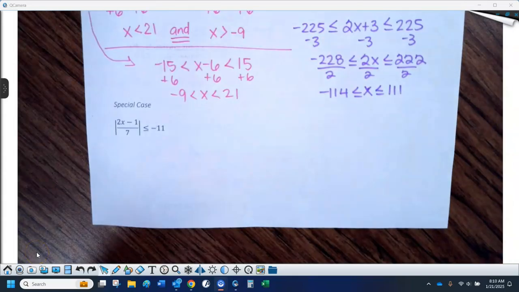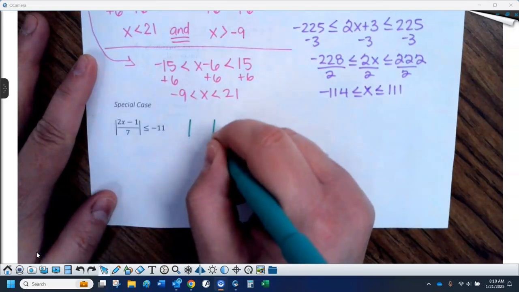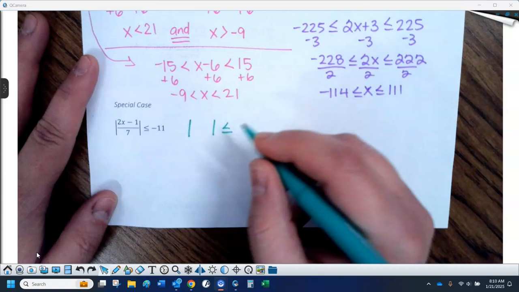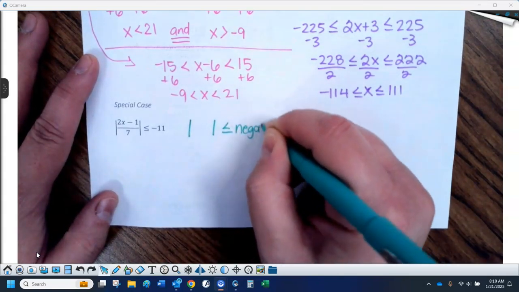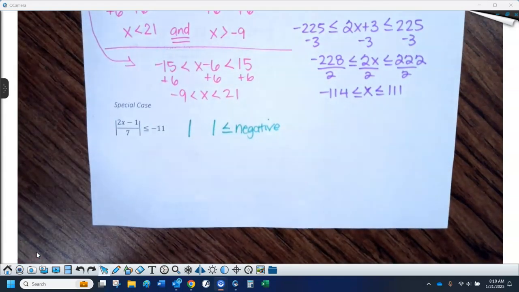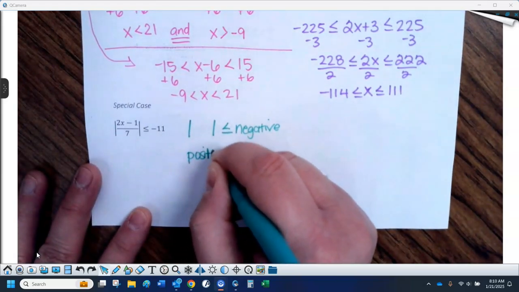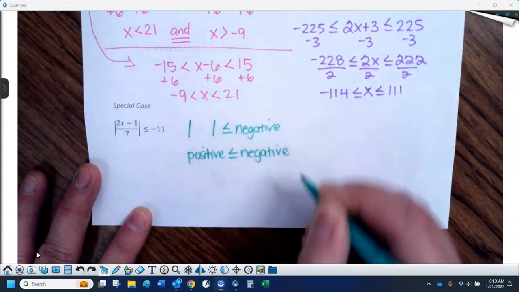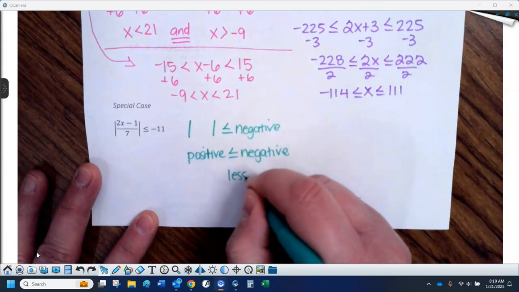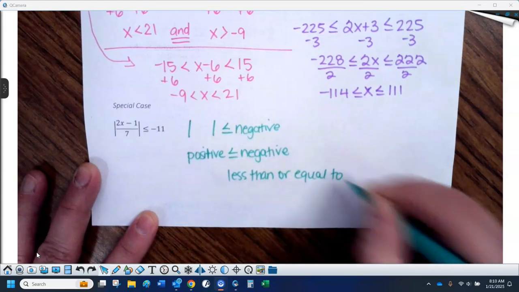Okay, very bottom of the page. This is a special case again because I have an absolute value here and it is less than or equal to, in this case, negative 11, but really just want you to think about it in general. You have an absolute value by itself related to a negative number. It's going to be a special case. So absolute value, like we said on the front, makes every single thing positive. And this is saying we have a positive number less than or equal to a negative number.